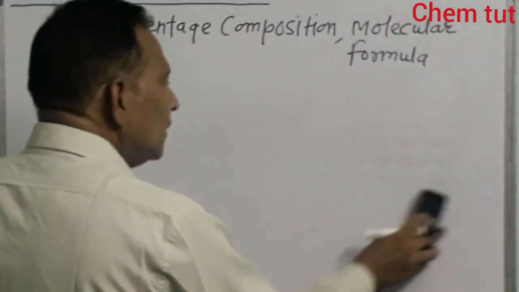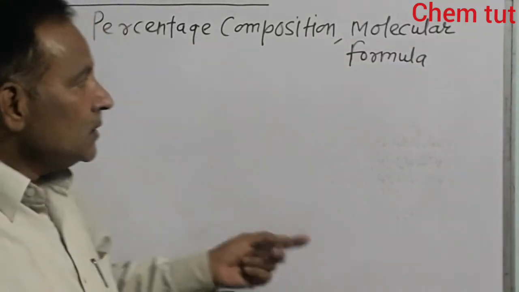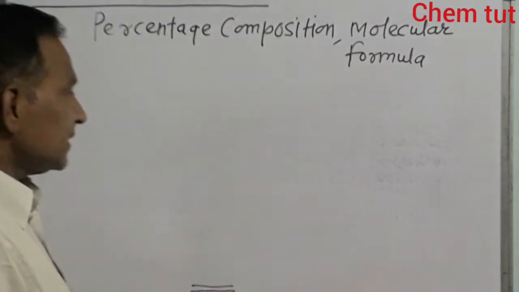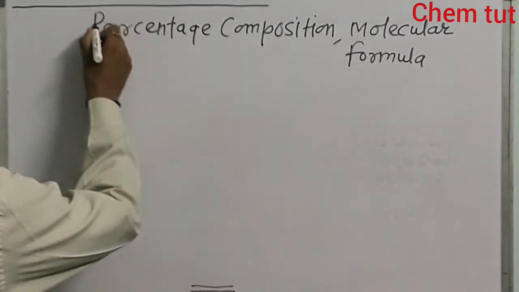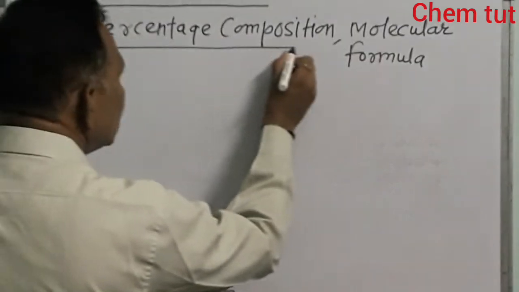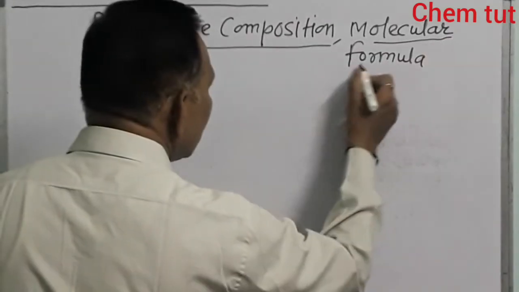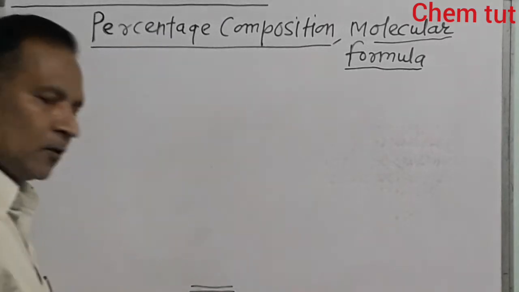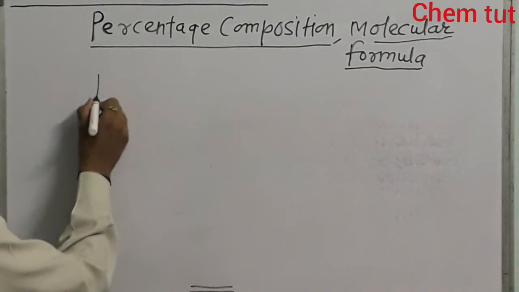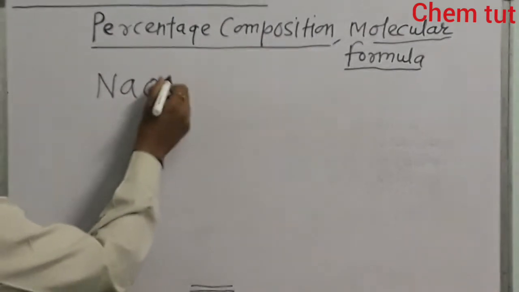Whenever the molecular formula is given to us and we know the atomic mass of every element present in the molecular formula, very easily you can convert that mass in terms of its percentage, and therefore we use the word percentage composition and the molecular formula. So let us see how they are related. For example, the molecular mass of sodium hydroxide, NaOH.